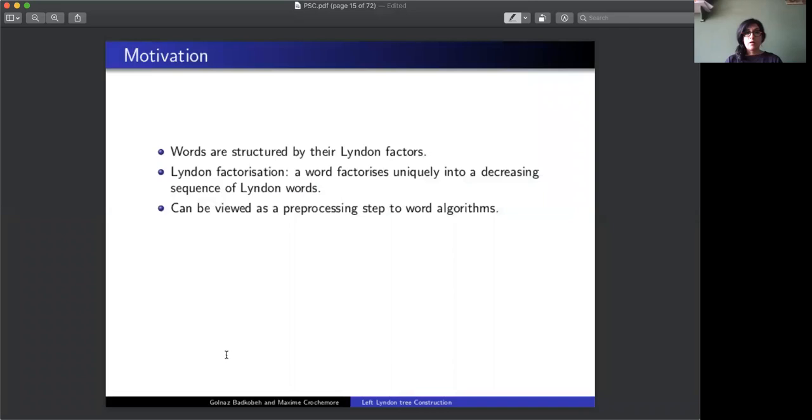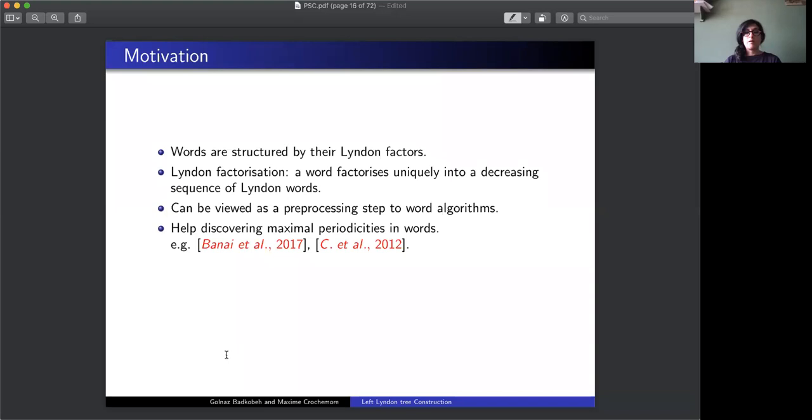Okay, why do we look at Lyndon words? Words are structured by the Lyndon factors, and the Lyndon factorization, which is basically that every word can be factorized uniquely into a decreasing sequence of Lyndon words, can structure the words, and we can look at it as a way of pre-processing step for string algorithms. This was famously used in the paper by Bannai et al. in the Runs theorem, and they used Lyndon factorization, Lyndon trees, to prove the Runs conjecture.